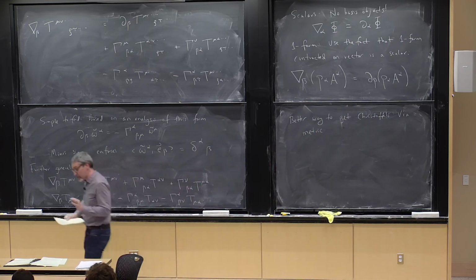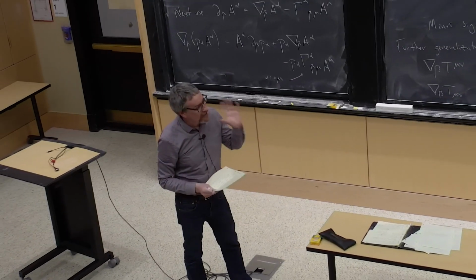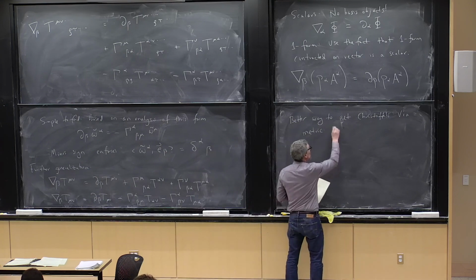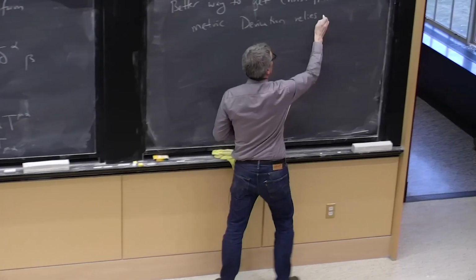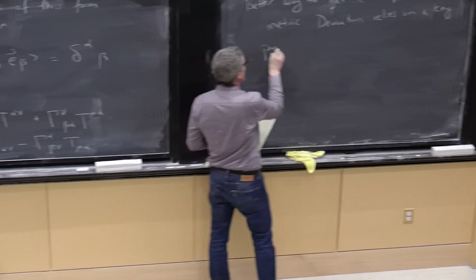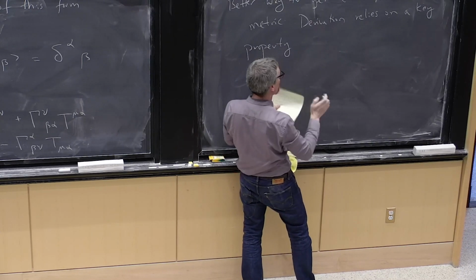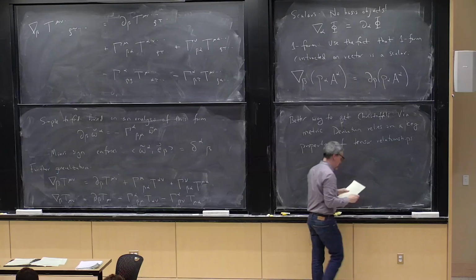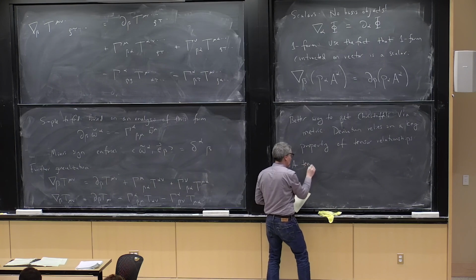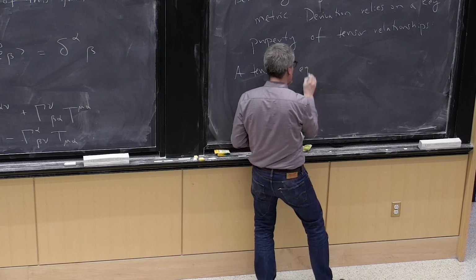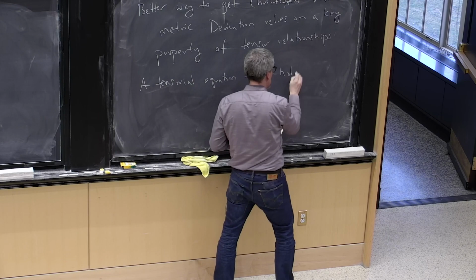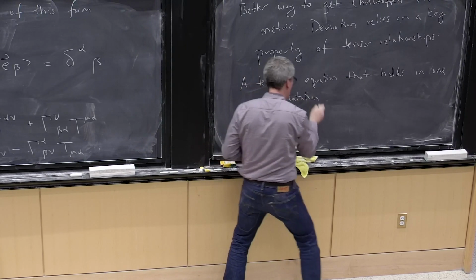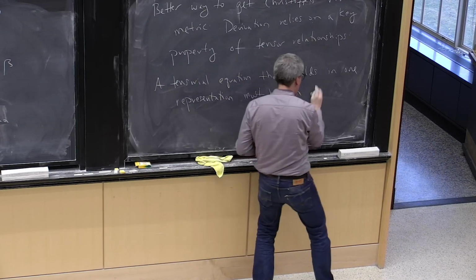Before I derive what the algorithm actually is, I want to introduce an extremely important property of tensor relationships that we are going to come back to and use quite a bit in this course. This is something that we have alluded to repeatedly, but I want to make it more formal and clearly state it. Some kind of tensorial equation that holds in one representation must hold in all representations.